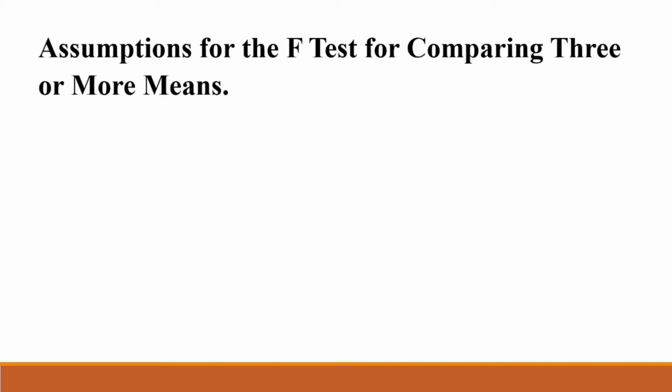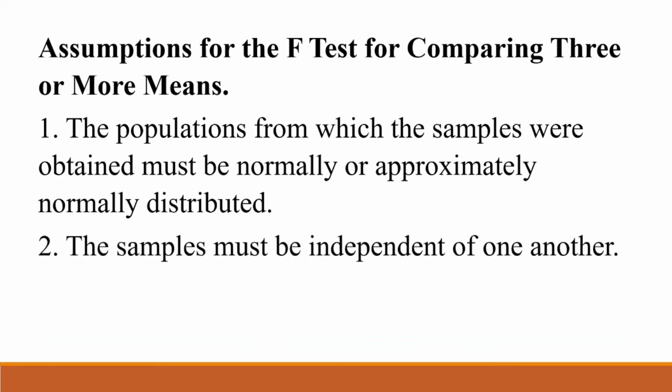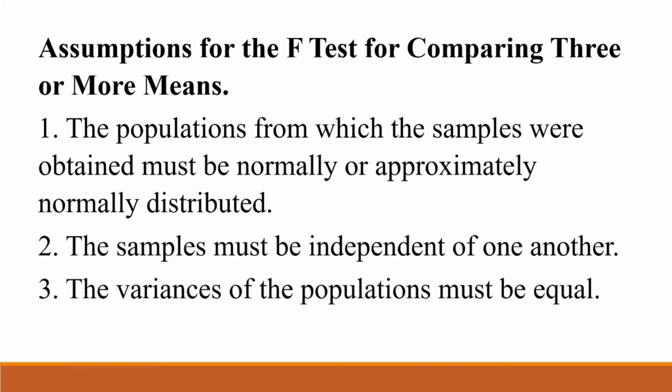Assumptions for the F-test for comparing 3 or more means. First, the populations from which the samples were obtained must be normally or approximately normally distributed. Dito naman, dapat normal yung pagkaka-distribute ng population mo, like bell-shaped. The samples must be independent of one another. The variances of the populations must be equal.